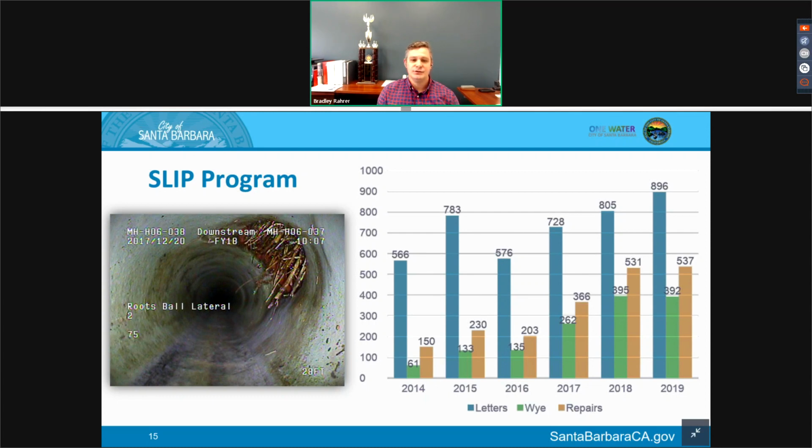This graph shows you the trend of our sewer lateral inspection program since 2014. The blue bar shows you the number of letters that were sent out by our sewer lateral inspection team. The green shows the number of lateral connections, or what we call Ys, being replaced in the system. And then the orange line is the number of repairs that were done in the system. To put this in perspective, we had 537 repairs made within our sewer lateral population last year. And out of 25,000 laterals, that's about 2% renewal of our laterals within the system. That goes hand in hand with our capital program that we'll talk about in a few minutes.